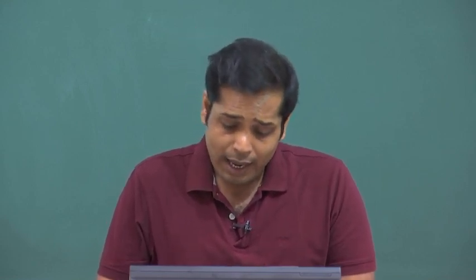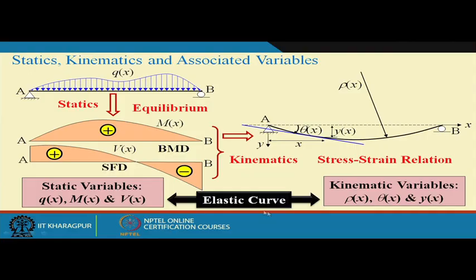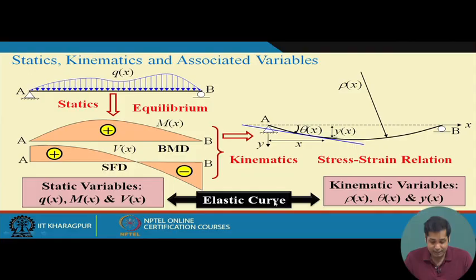All the methods have the elastic curve as their premise. They use the equation of the elastic curve in different ways. We have done direct integration of the elastic curve. We have also done the moment area method, which is another interpretation of the elastic curve, and the method we are going to study today is the conjugate beam method.